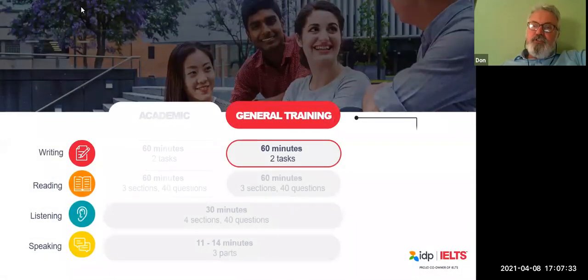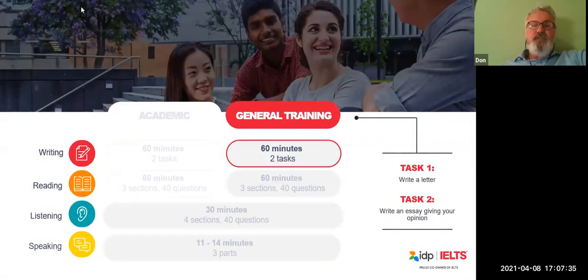The general training also has two tasks, and you have 60 minutes to do them. But the first task is very different. It is writing a letter. Now, some people think, well, this is an easier task, but it's not. It's an easier task for some people, but maybe it's a more difficult task for other people.